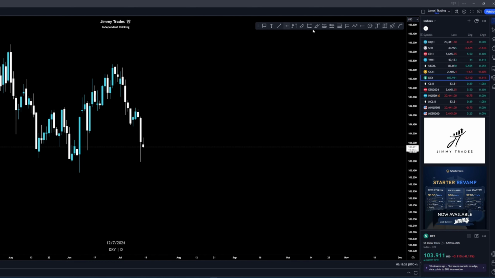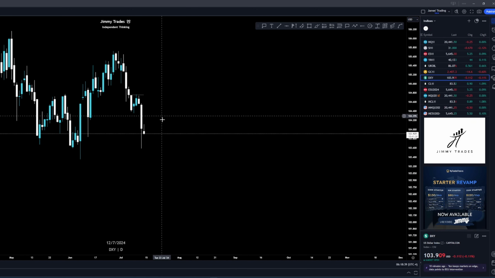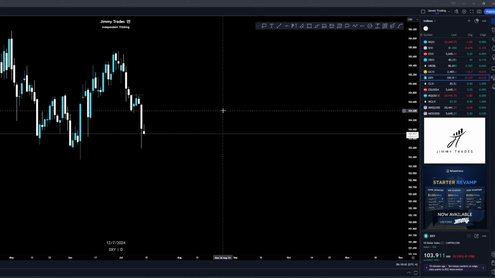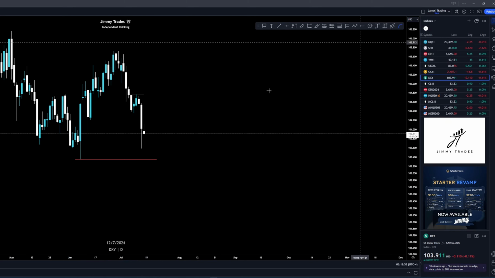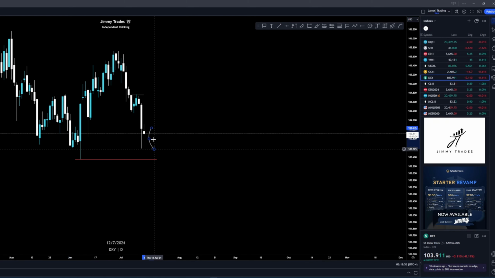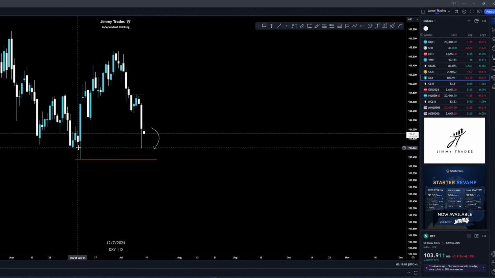We did have a little volume imbalance here that price actually came up into. You can see that there. And then we've sold off from there. I'd anticipate to see this low. So I'm going to say bearish for today on Dixie. Let's go to the hourly.